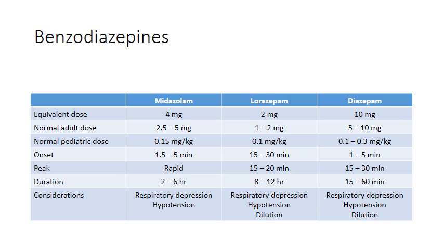And then their normal adult dose and pediatric doses kind of reflect that. So normal dose for Versed, 2.5 to 5 milligrams for an adult, 1 to 2 milligrams of lorazepam, 5 to 10 milligrams of Valium. Where you really see a difference is in the onset, peak, and duration of these medications. Out of all three, the most reliable onset of action is with Valium. Valium's onset is usually 1 to 5 minutes, and the peak is within 15 to 30 minutes.